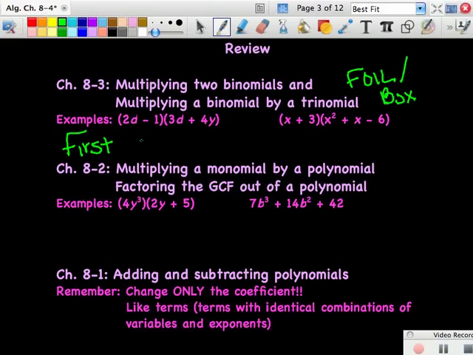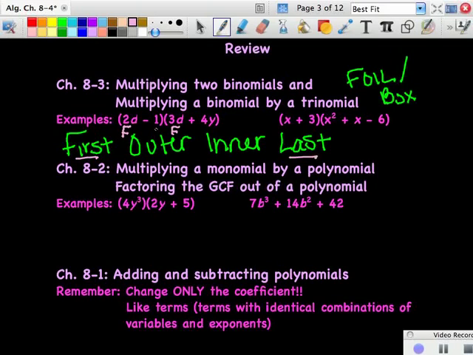First, there we go. O is for outer, I is for inner, and then L is last. So remember that when we are talking about our first and last terms, we're talking about first in each set of parentheses. Last is the last in each set of parentheses. Where with outer and inner, we're talking about the whole thing altogether. The outside terms, which would be here and here, and then the inside terms would be next to each other on the inside.